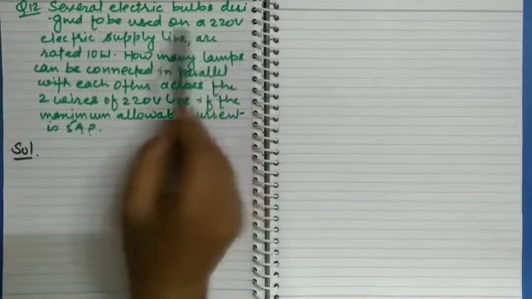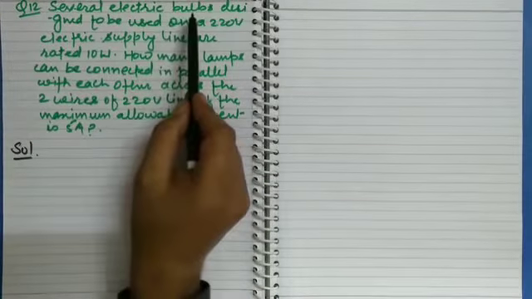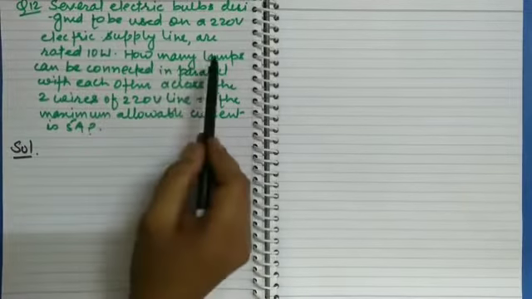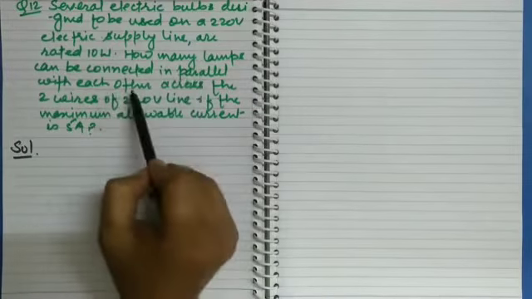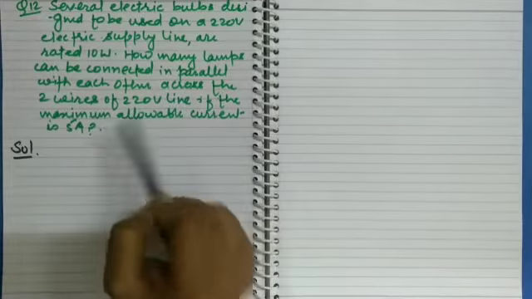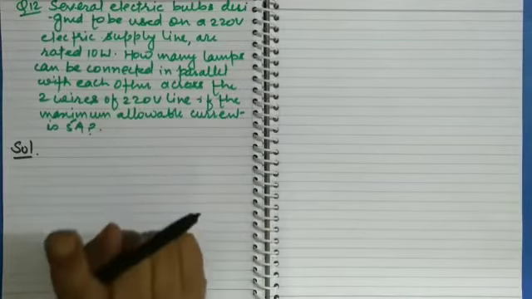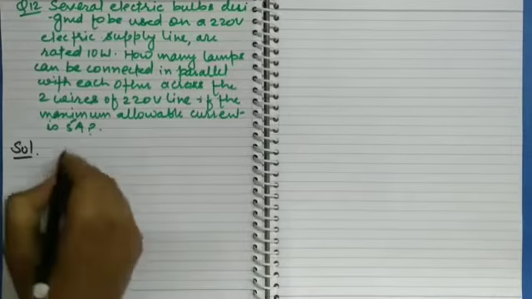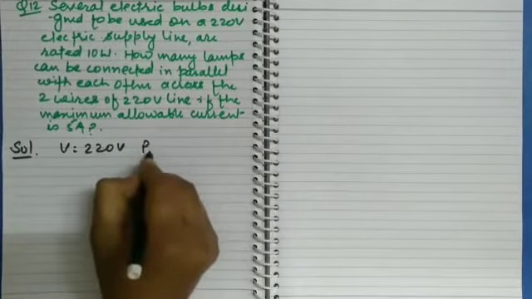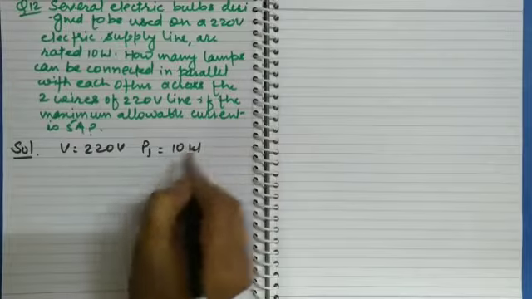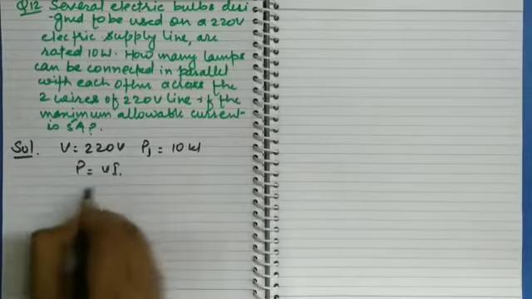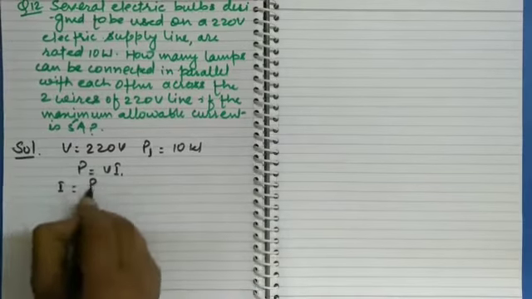Now question number 12. A 220 volt electric supply line has several bulbs connected, each rated 10 watt. The question is how many lamps can be connected in parallel across the two wires of the 220 volt line. The maximum allowable current is 5 ampere. Now what is given: V equals 220 volt and power of each bulb equals 10 watt.